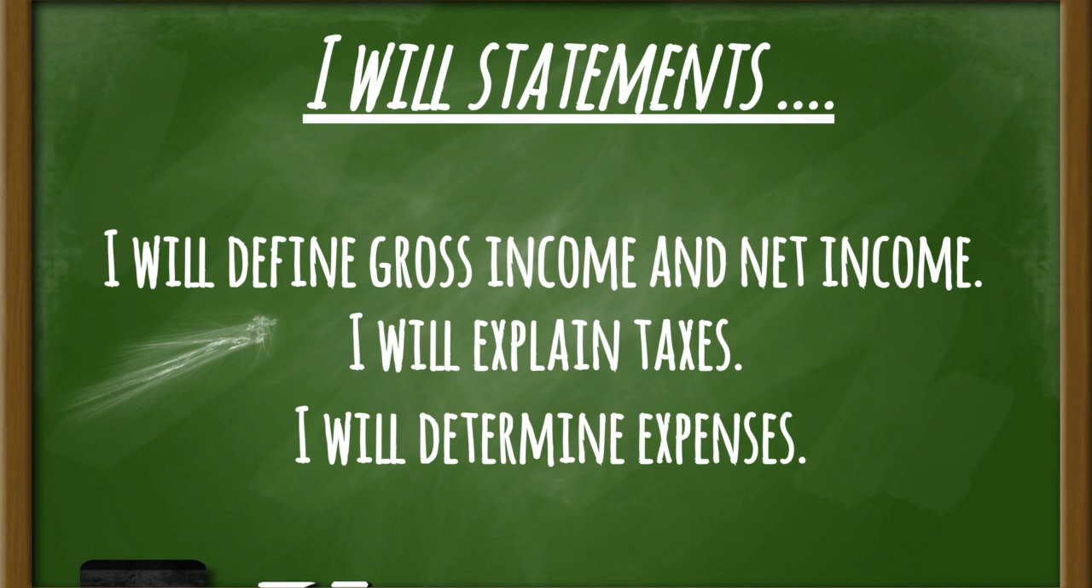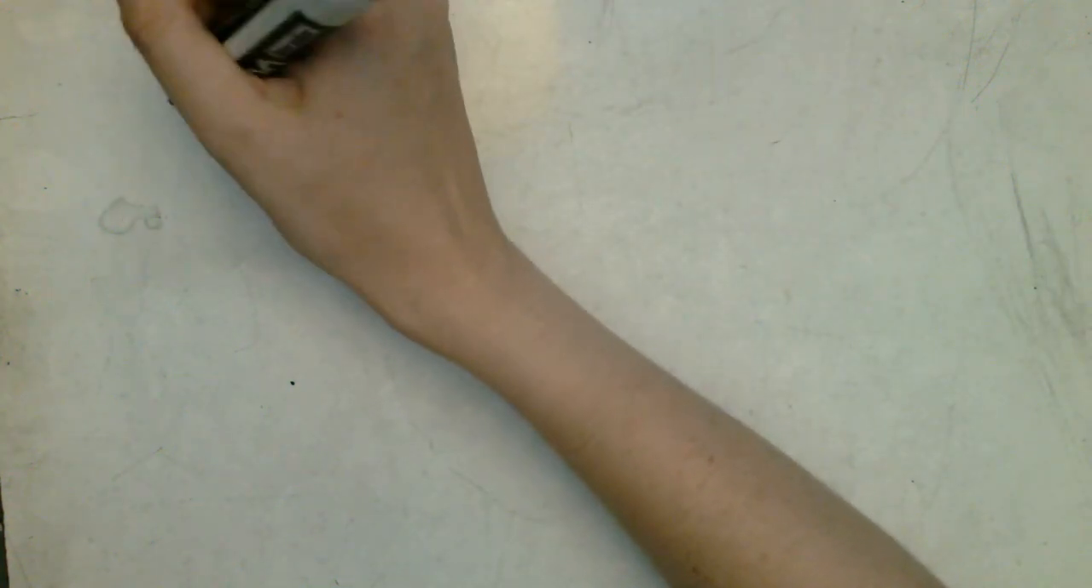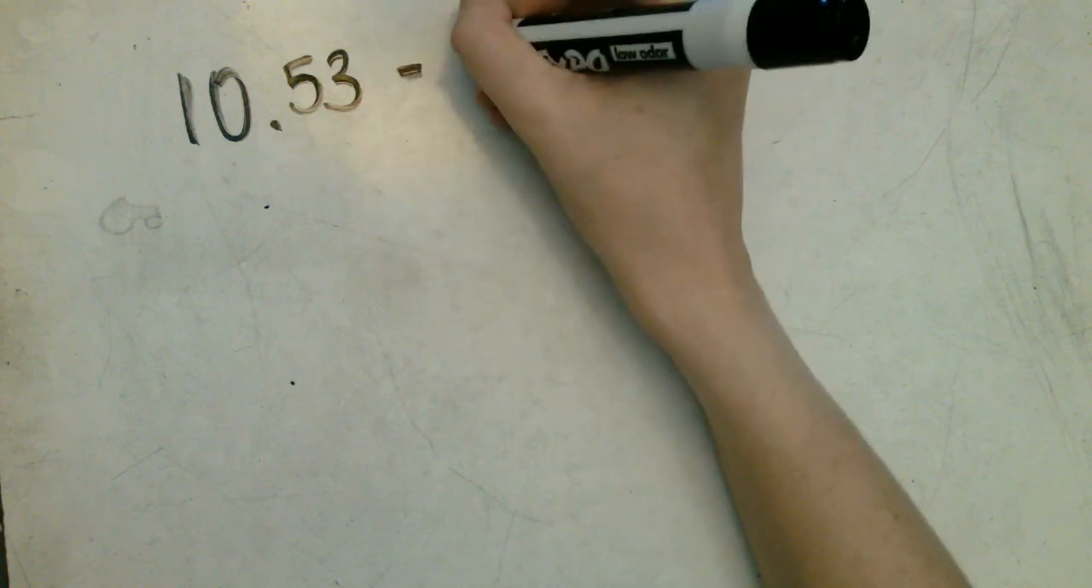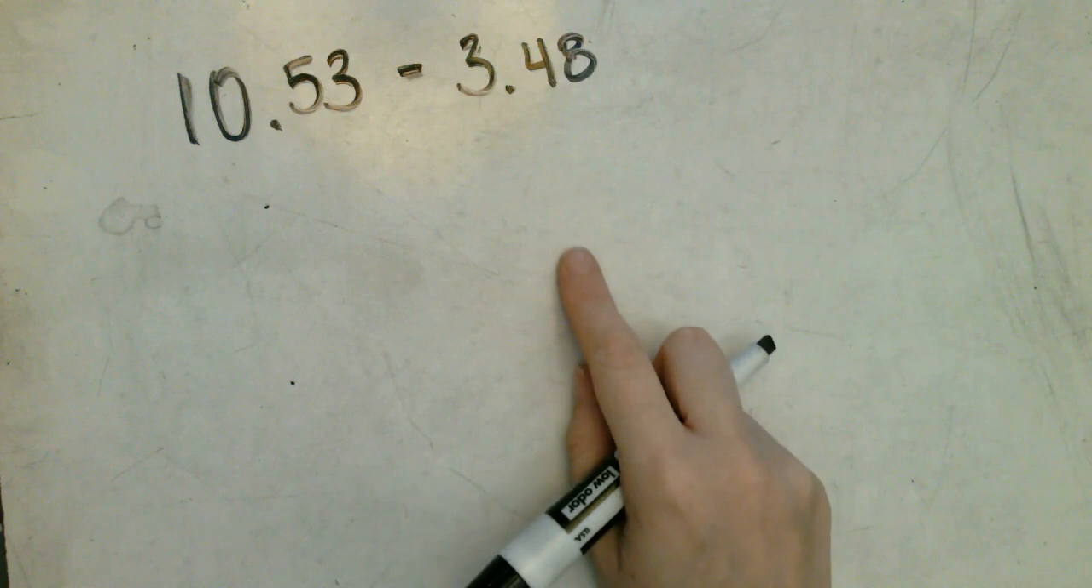Let's get into our review today. You'll need your whiteboards and a marker for our first activity. Grab those and come back and play the video when you're ready. Let's start by practicing our adding and subtracting decimal skills. Now that we have our whiteboards and markers, let's start with this problem. Copy it on your whiteboard with me. 10 and 53 hundredths minus 3 and 48 hundredths.